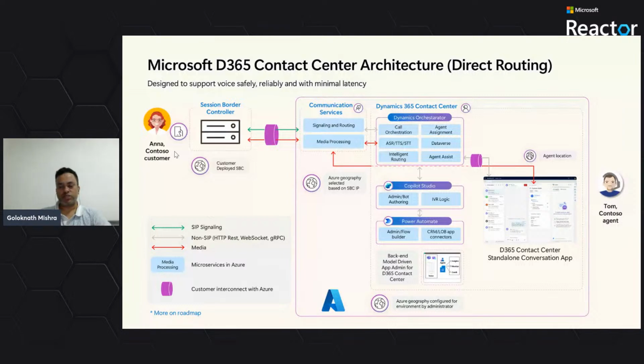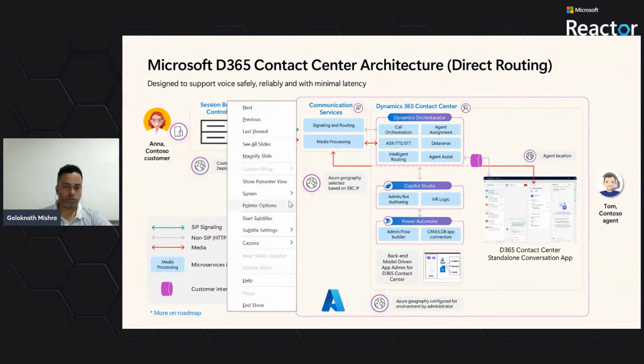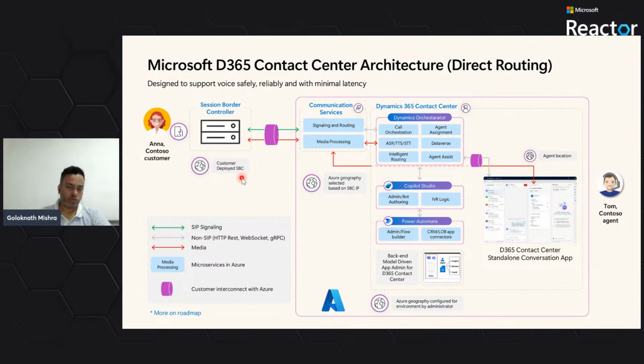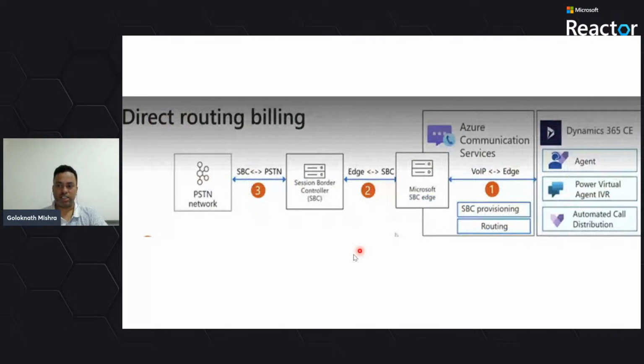So the PSTN will talk to a controller which is called the session border controller, SBC. What is the work of the SBC? It is also managed by the provider side, basically the PSTN side. The session border controller will talk to the Azure SBC. This will give you more detailed insights into how the pricing works. Maybe I will just go through this. If you see, the PSTN network is talking to the session border controller, and then the session border controller is talking to the Microsoft SBC Edge.